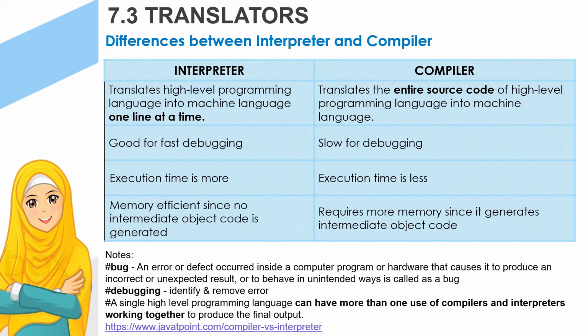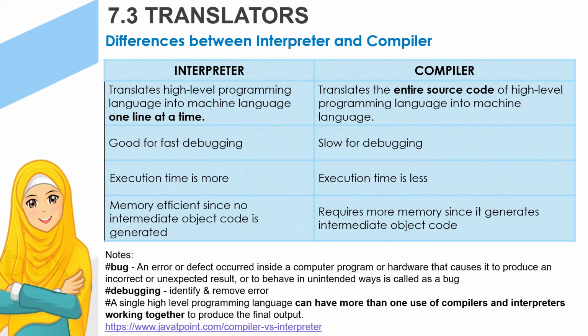An error or defect yang occur inside a computer program or hardware that causes it to produce an incorrect output or to behave in an unintended way is called a bug. Okay, bug. Debugging. Okay, so bila debugging ni maksudnya nak betulkan error. So kalau bahasa formalnya, debugging adalah identify and remove error. Proses untuk identify, kena pasti error kat mana, dan juga remove error tadi.